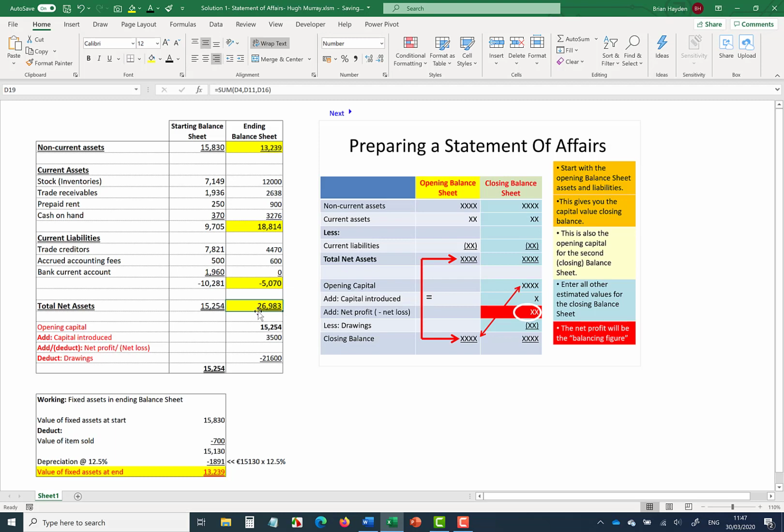Now, this number has to be the same down here. That's just the nature of balance sheets. They match, they balance. So what we now have is this number plus this number minus that number, and then the missing figure, adding up to 26,983. If you do the mathematics on that, that's about 18,700 and that's 21,600. So you've got a negative 3,100. So you must have a positive 29,829, and that is the profit for this particular sole trader, and that is the answer. So you would say that Hugh's profit for the period was 29,829, and that's the statement of affairs complete.